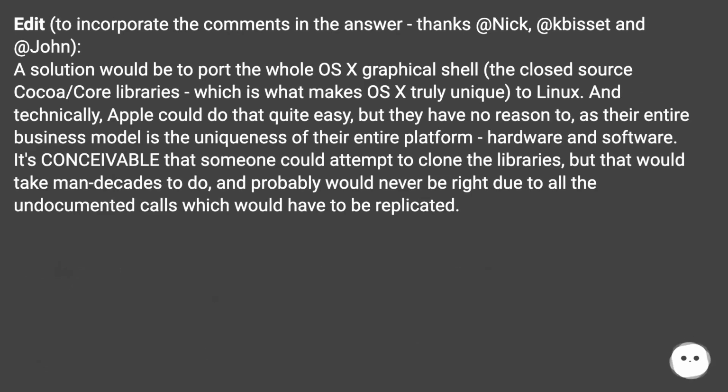Edit, to incorporate the comments in the answer, thanks at Nick, at Kbisset, and at John. A solution would be to port the whole OS X graphical shell, the closed source Cocoa/Core libraries, which is what makes OS X truly unique, to Linux. And technically, Apple could do that quite easily, but they have no reason to, as their entire business model is the uniqueness of their entire platform, hardware and software. It's conceivable that someone could attempt to clone the libraries, but that would take decades to do, and probably would never be right due to all the undocumented calls which would have to be replicated.